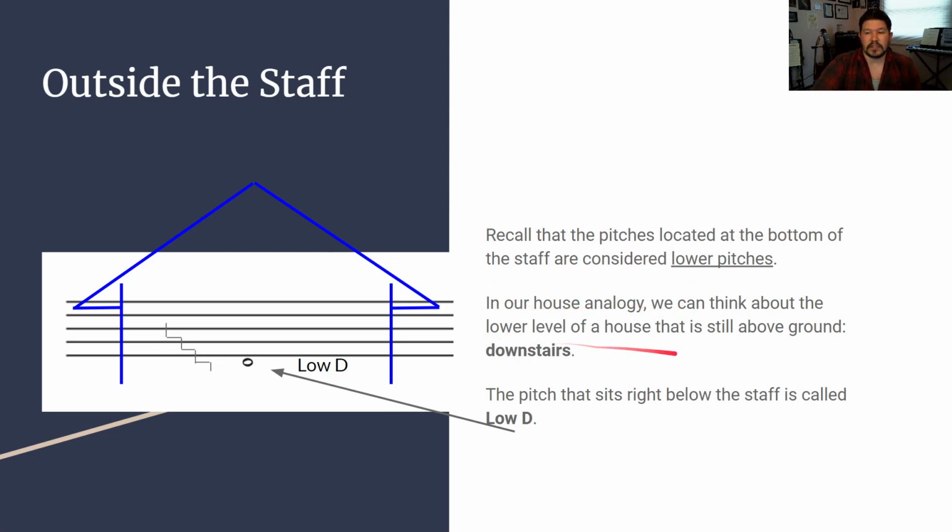Inside the house analogy, we think about that first floor, that ground level, which we don't call ground level, we call it the downstairs, which is why we have those stairs right there to remind ourselves that as we move down, this right here below the staff touching the bottom line is our low D. So remember, low D is what we're using to remind ourselves that it's at the bottom of the staff and that it is down here towards the bottom with the downstairs. Now you do have a high D up here, but that's way far away, so we're going to just stick with this guy right down here for the time being.